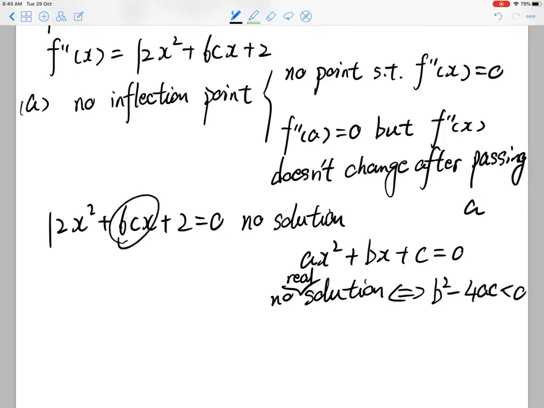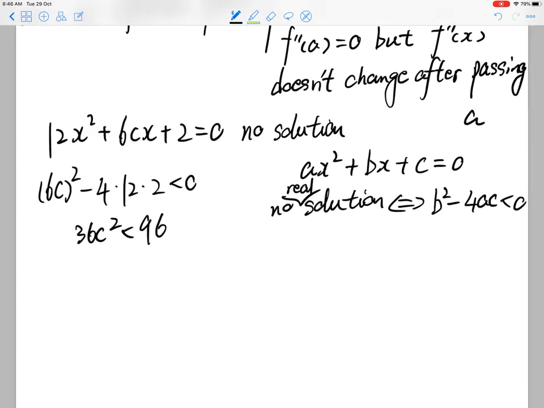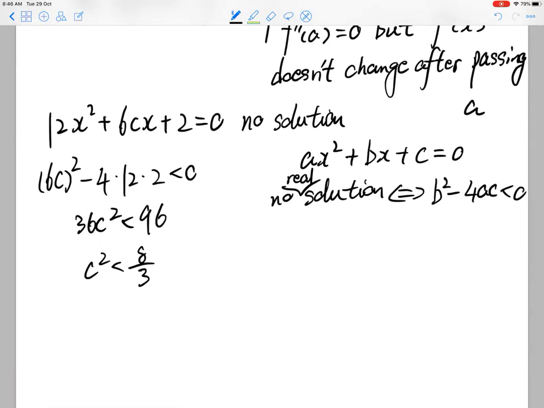So here your 6c squared minus 4ac must be smaller than 0, which means 36c squared is smaller than 96. c squared is smaller than 8/3, which means negative square root of 8/3 is smaller than c, smaller than square root of 8/3. Okay, this is the first case.